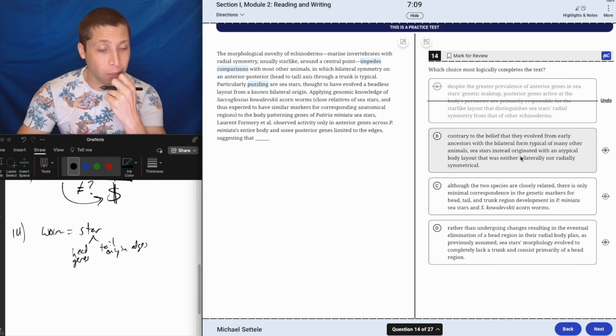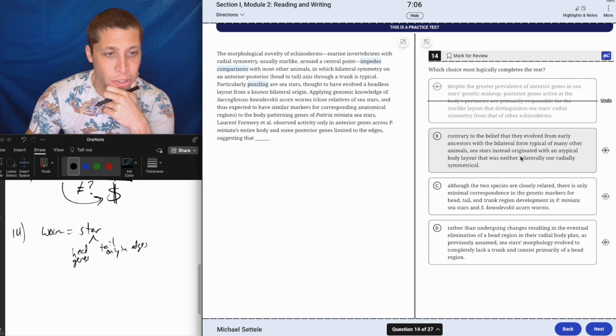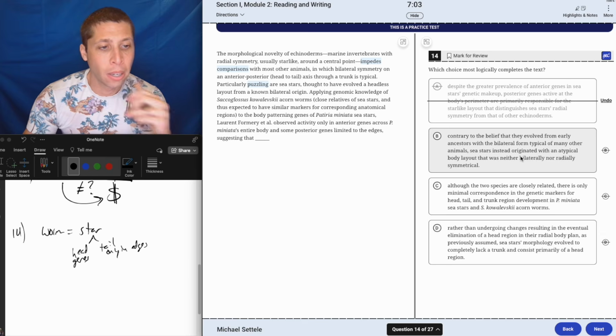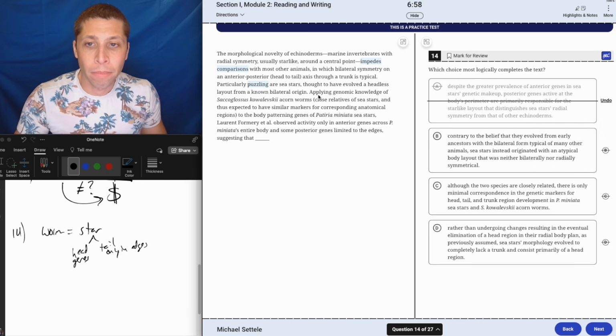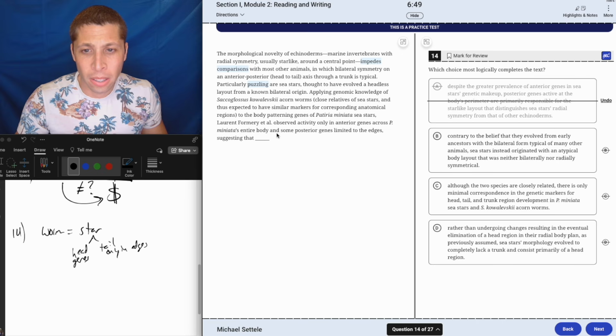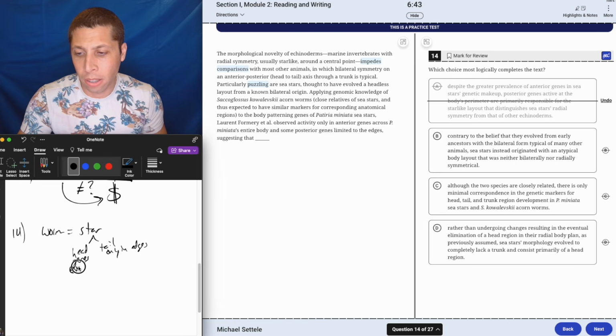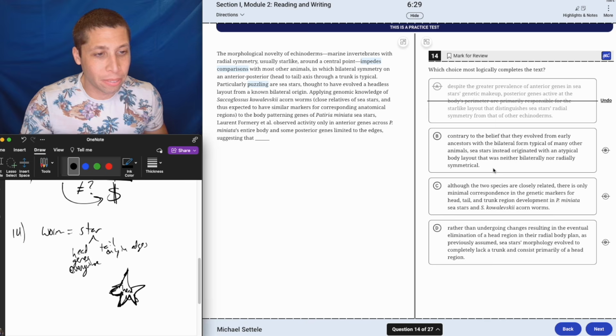Contrary to the belief that they evolved from early ancestors with the bilateral form typical of many other animals, sea stars instead originated with an atypical body layout that was neither bilaterally nor radially symmetrical. How would we know that? So, right, the head genes are its entire body, everywhere. So it's like the edges are tails, is what they're saying, and the heads everywhere. I don't even know what this is saying. Originated with an atypical body layout, neither bilaterally, maybe.